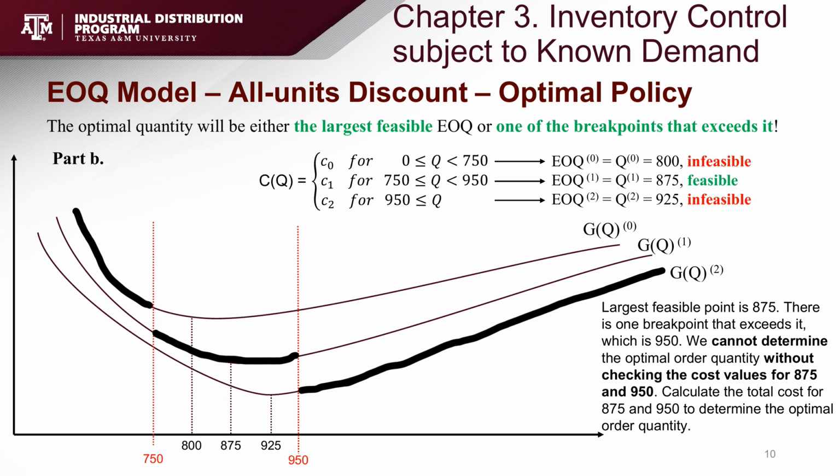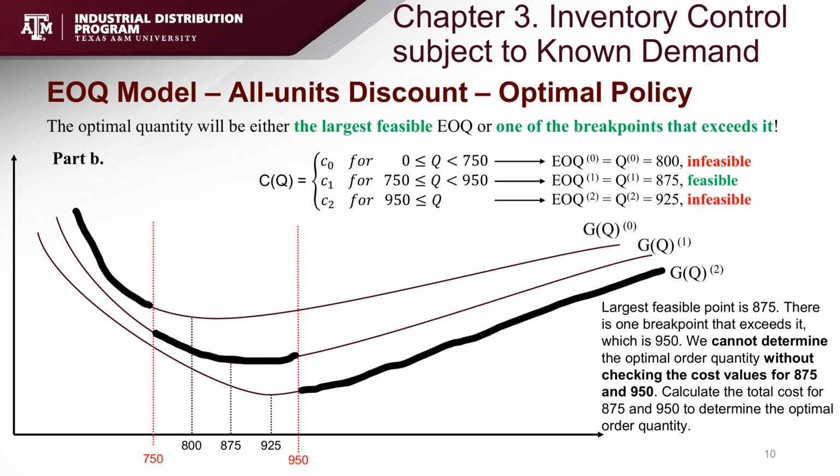Now Part B, same EOQ values, but the breakpoints shift to 750 and 950. Watch what changes in the picture. Q2 at 925 now flips to red, infeasible because the bottom price doesn't begin until 950. 925 falls just short of it. Q1 at 875 stays green and feasible, which now makes it the largest feasible EOQ. The heavy curve rides the middle curve down to a trough around 875. Then at 950, it drops onto the bottom curve.